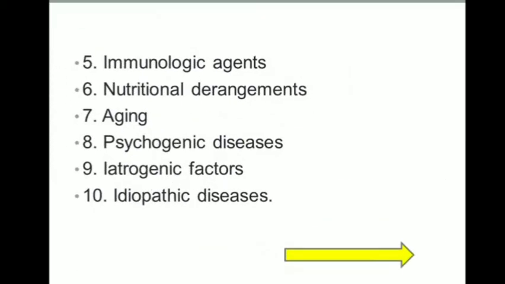Fifth, we have immunological agents. Immunity is like a double-edged sword. It protects the host against various injurious agents, but it may also turn lethal and cause cell injury, for example hypersensitivity reactions, anaphylactic reactions, and autoimmune diseases. Sixth, we have nutritional derangements.